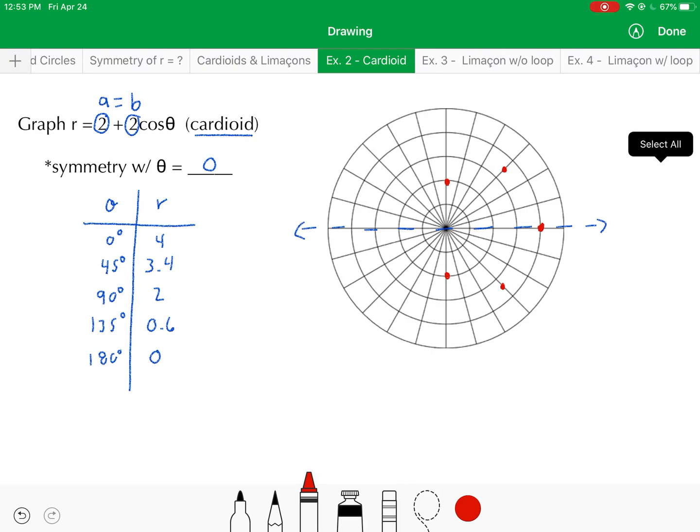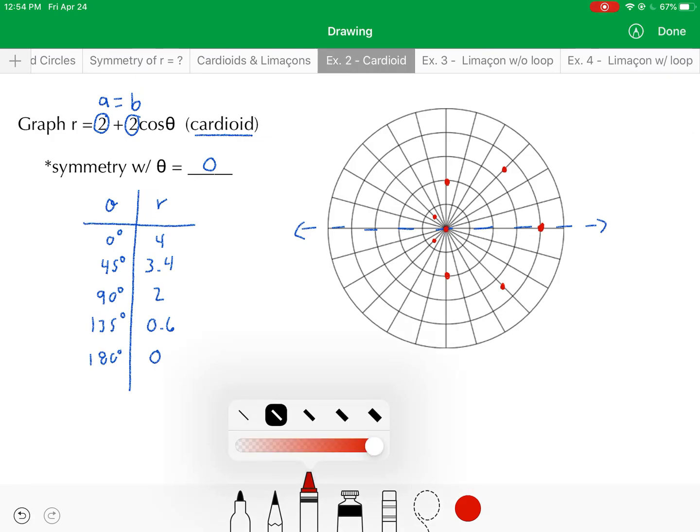So sweep out your 135. That takes you into what would be the second quadrant in the rectangular coordinate system. And that's going to put you right about there. Reflect across that line of theta equals 0. Get you another point. And then plot your last one. When I plug 180 in for theta, I end up with 0 for R. That's my pole.